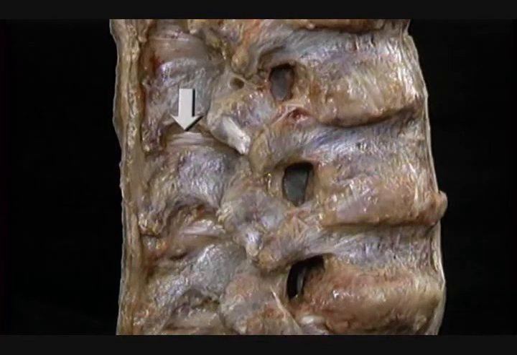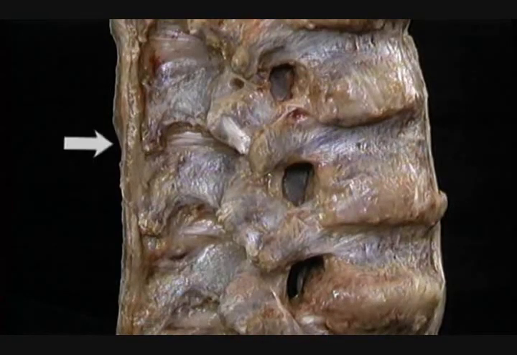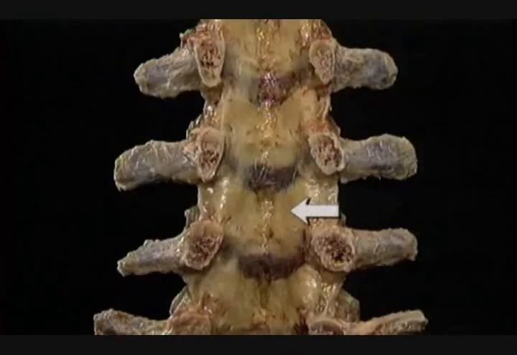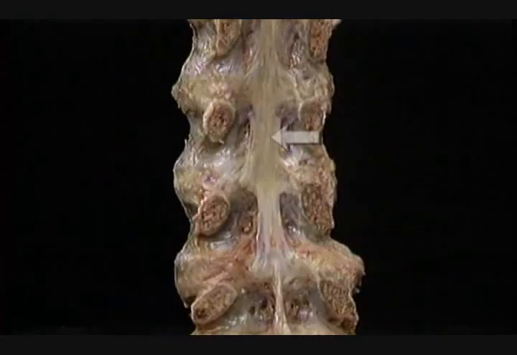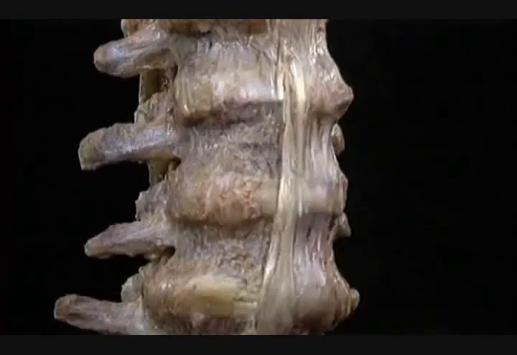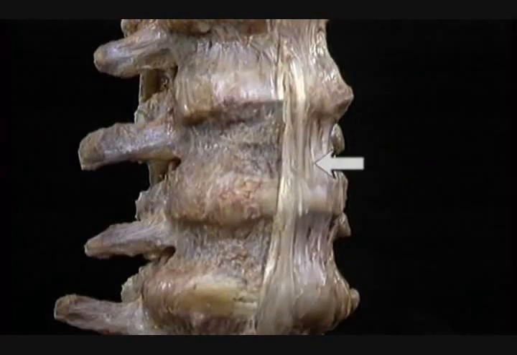Here are the interspinous and supraspinous ligaments, the ligamentum flavum, the posterior longitudinal ligament, and the anterior longitudinal ligament.